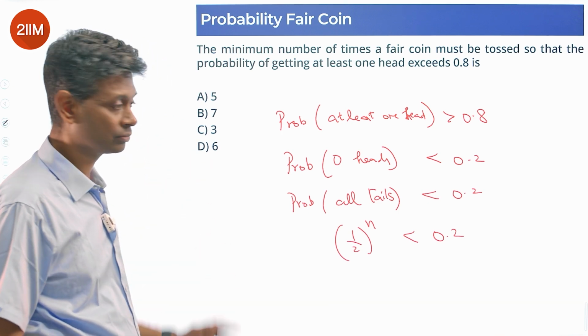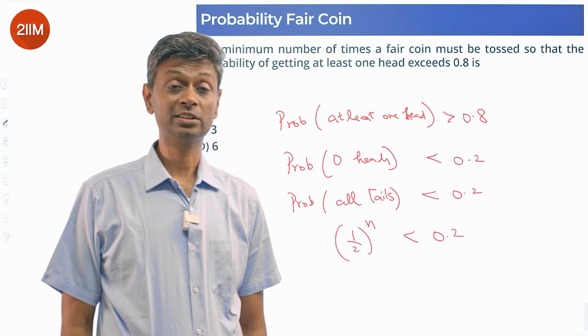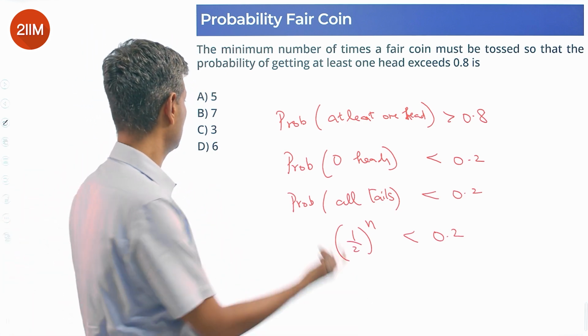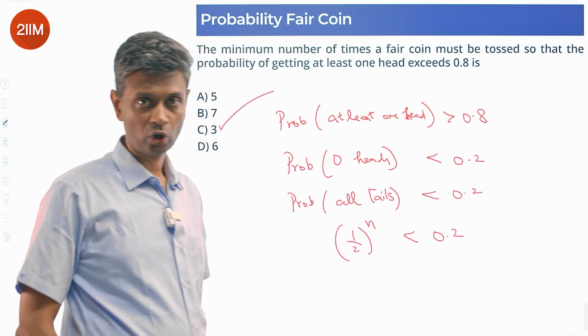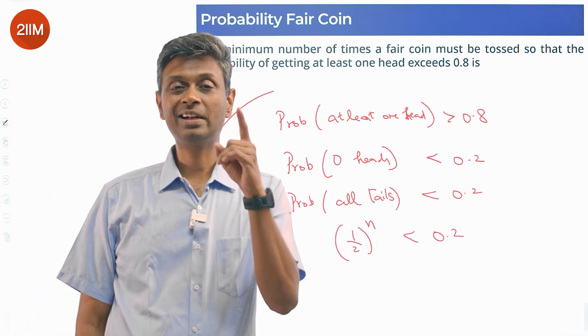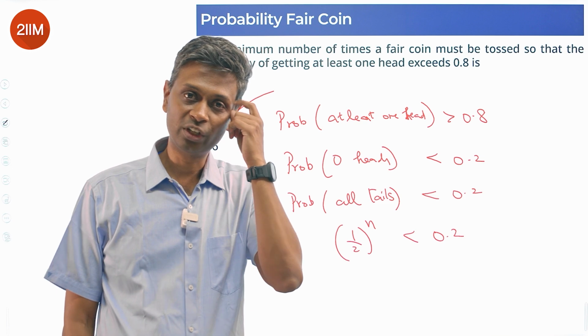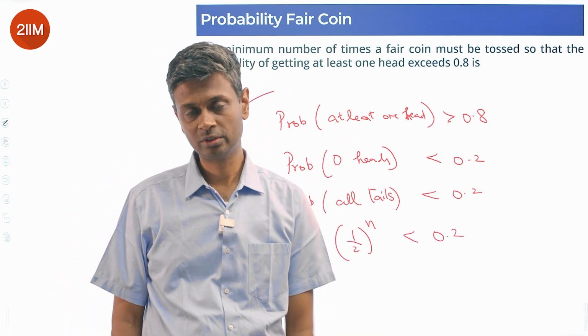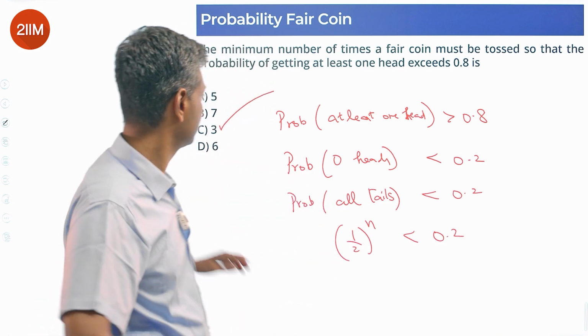1 by 2 square is 0.25. 1 by 2 cube is 0.125. You got it. 3. If you toss a coin 3 times, there is more than 80% chance of getting at least one head. There's only a 12.5% chance of all these throws being tails.